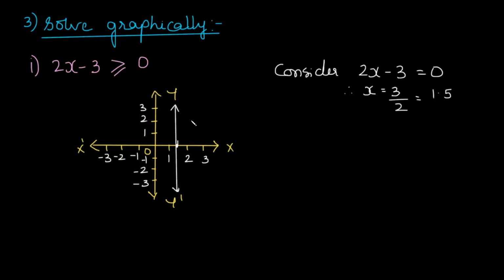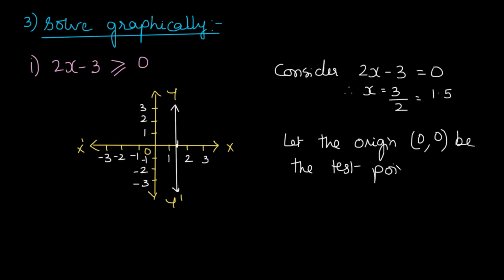Now, what about the feasible region? The feasible region can be on either side of the line actually. So, we have to find out which side of the line it is. For this, we take the origin as the test point. Let the origin, say 0, 0, be the test point. Now, what is a test point? Test point means we put this particular point in the given inequation and check whether the inequation is satisfied or not.